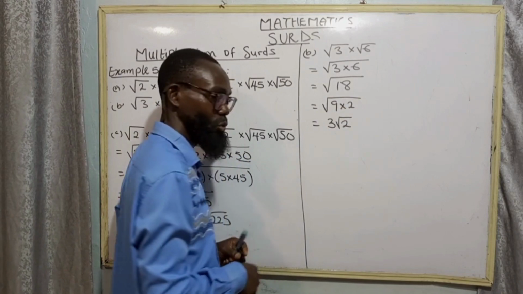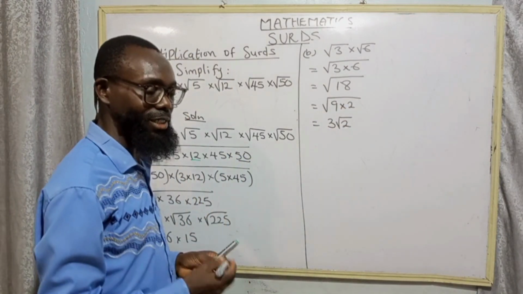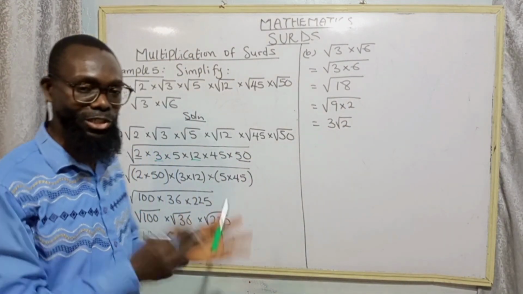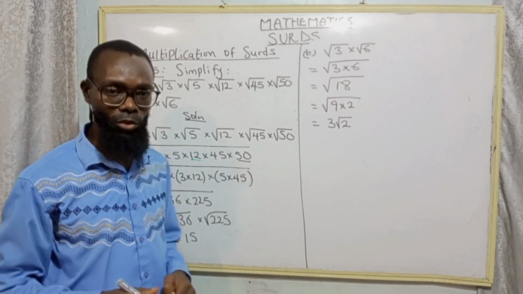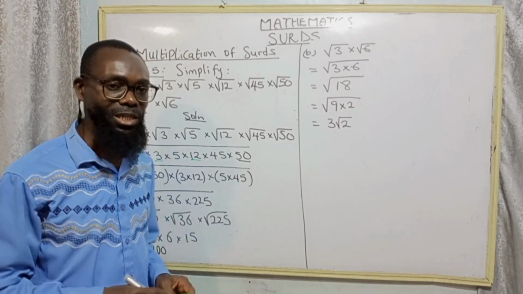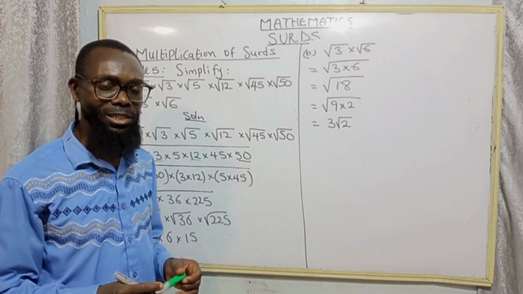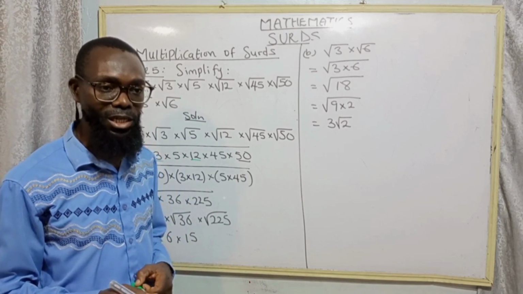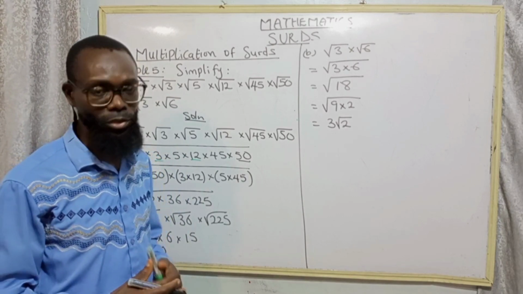So 3 root 2. So this is how to undergo the addition, subtraction, and multiplication of surds. In our next class, we are going to look at the division and other subtopics of surds.